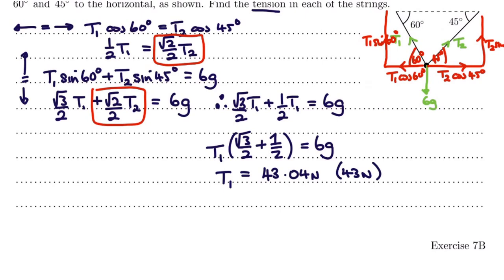Then you can put that back into this statement here. You can see, right, that a half of T1 equals root 2 over 2 T2. So therefore T2 must equal T1 divided by root 2. So just rearrange that. Therefore T2 comes out as 30.4 newtons, or 30 newtons to two significant figures. And that is the end of this first video.